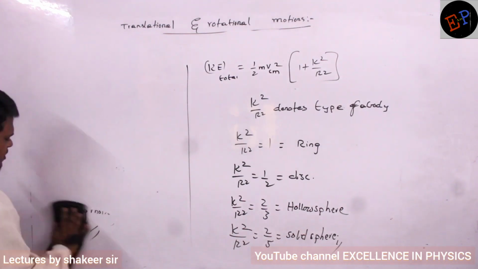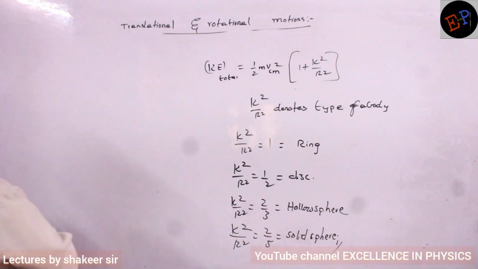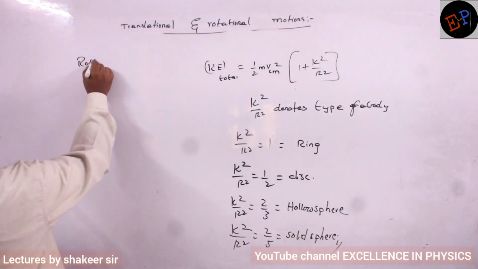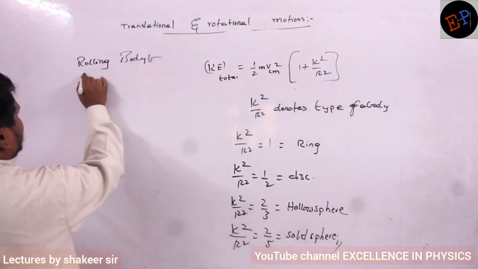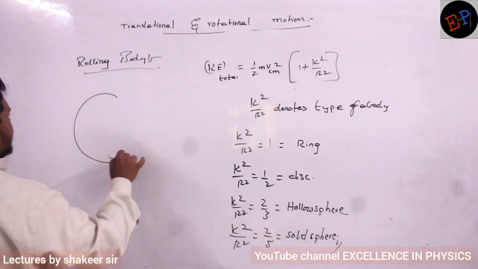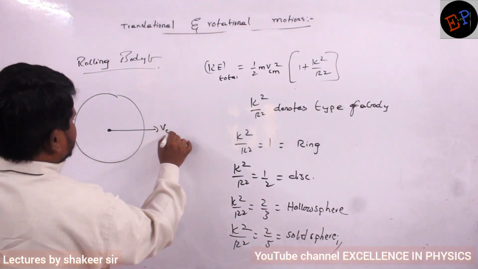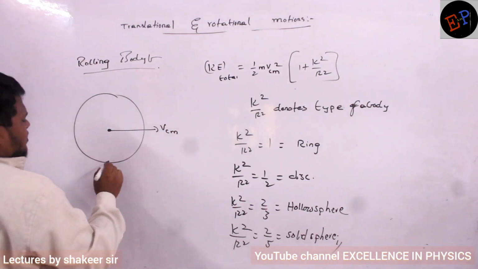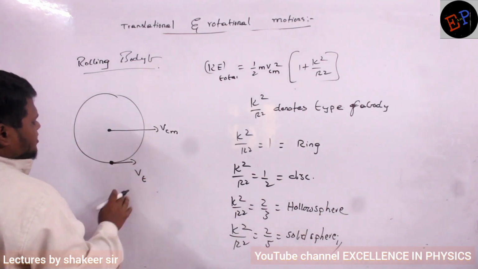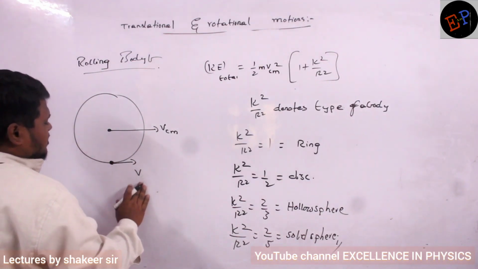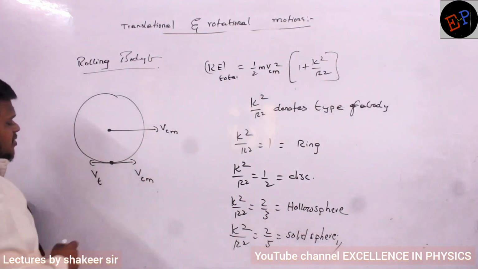Now see, consider this is a rolling body. So this point will have the velocity of center of mass, and this point will have two speeds: the velocity of center of mass, and it will have tangential speed also.